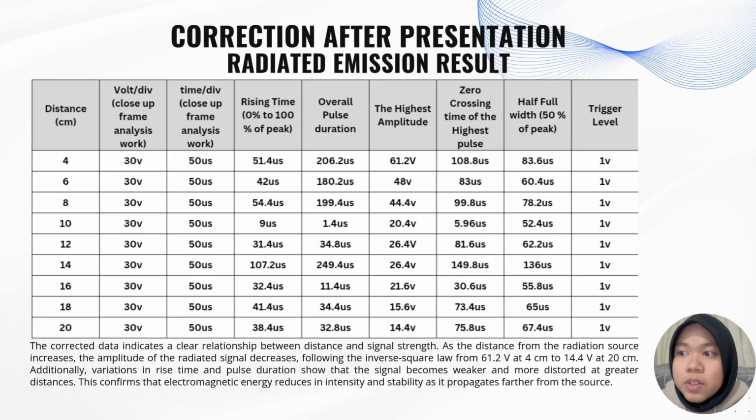Additionally, variation in rise time and pulse duration show that the signal becomes weaker and more distorted at greater distance. This confirms that the electromagnetic energy reduces in intensity and stability as it propagates further from the source.